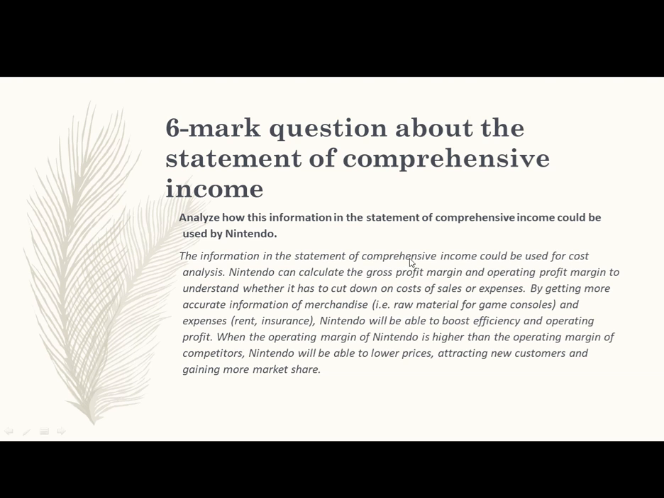The information in the statement of comprehensive income could be used for cost analysis. Nintendo can calculate the gross profit margin and operating profit margin to understand whether it has to cut down on cost of sales or whether it has to cut down on expenses. In our case, expenses definitely. By getting more accurate information of merchandise like raw material for game consoles and expenses like rent, insurance, Nintendo will be able to boost efficiency and operating profit. When the operating profit margin of Nintendo is higher than the operating margin of competitors, Nintendo will be able to lower prices, attracting new customers and gaining more market share.